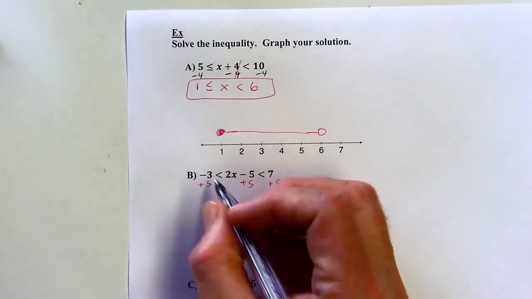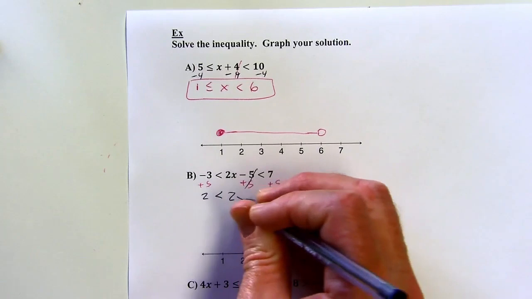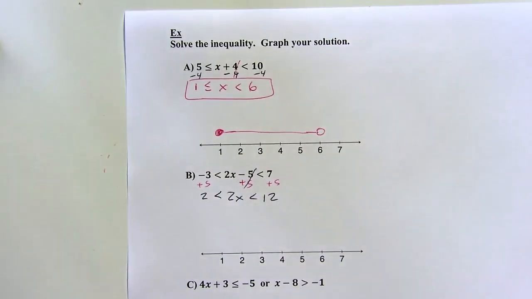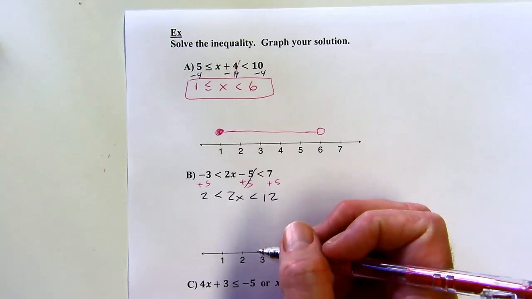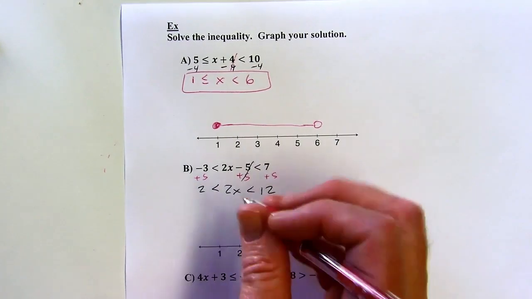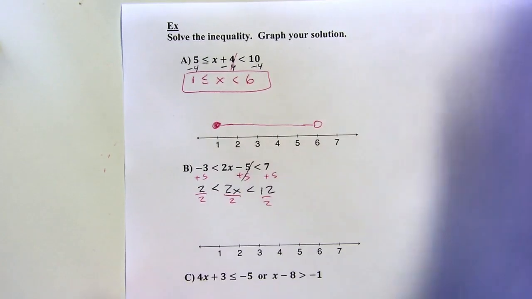Let's see, negative 3 plus 5 would be 2. Those are going to cancel, so now I just have 2x in the middle. 7 plus 5 is 12. And then I still need to divide everything by 2. And heads up, if you ever multiply or divide by a negative number, you'd have to flip the inequality symbols. But since we're dividing by a positive 2, you don't need to flip the symbols here.